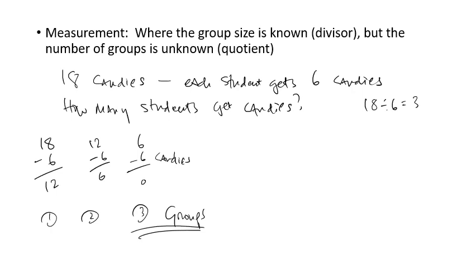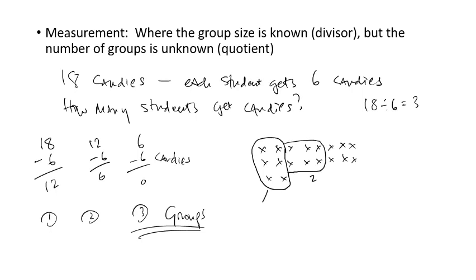And if you think about what this looks like, 1, 2, 3, 4, 5, 6, 7, 8, 9, 10, 11, 12, 13, 14, 15, 16, 17, 18. So if you think about what this looks like, we are literally measuring off. So there's 6. There's 6. There's 6. We're measuring these things off.